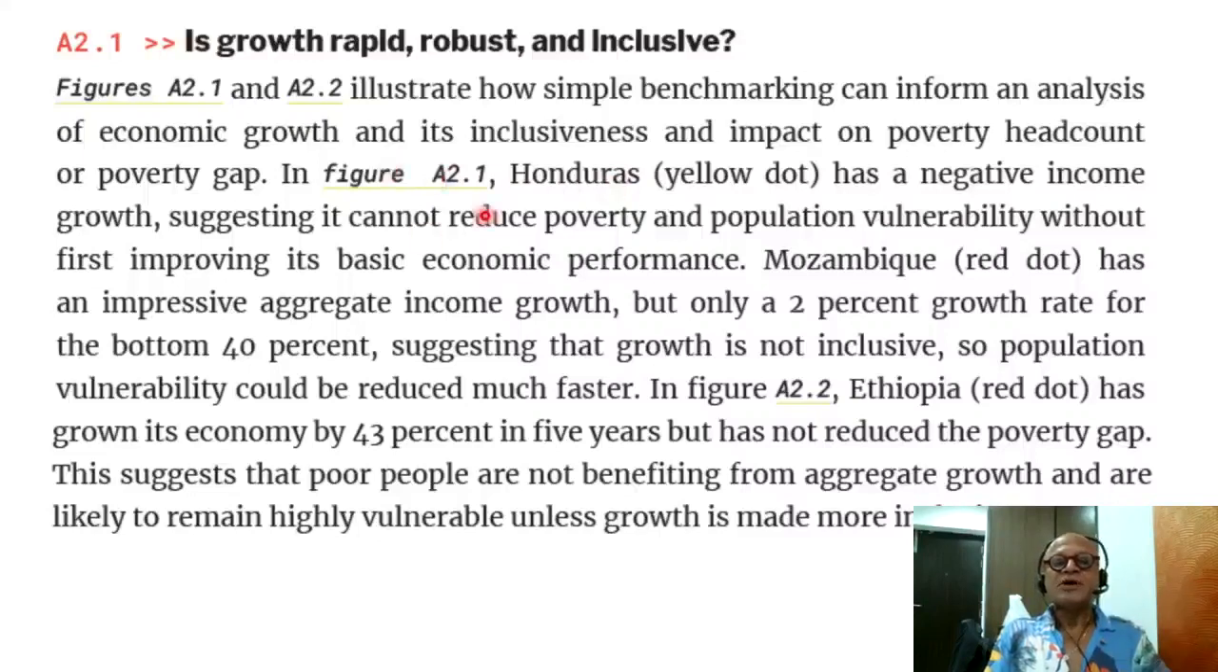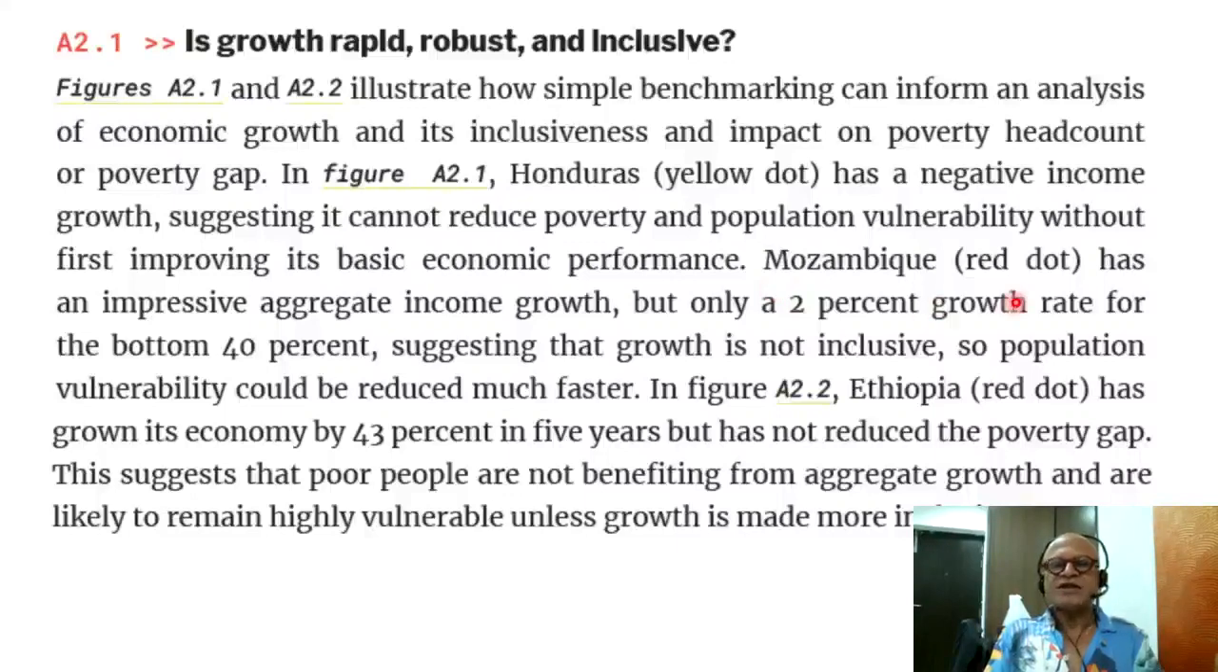In figure A2.1, Honduras, in the yellow dot, as we will see, has a negative income growth, suggesting it cannot reduce poverty and population vulnerability without first improving its basic economic performance. Okay, so we talked about macro-fiscal issues and structural problems, and this is a poster child for such a situation.